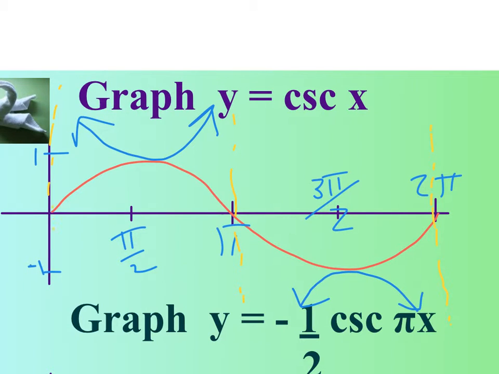How far are the asymptotes apart? Pi apart. Could that change? Yeah, if we horizontally shrink it or stretch it, that'll change. But there you go. That's cosecant, the blue one.